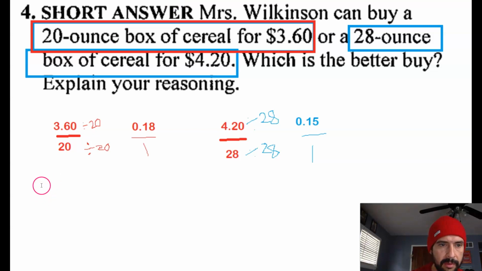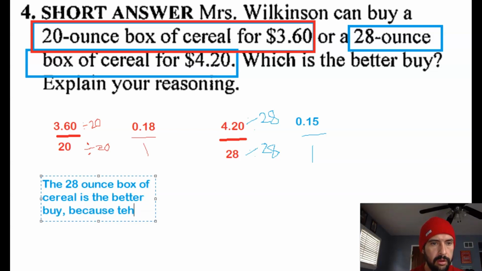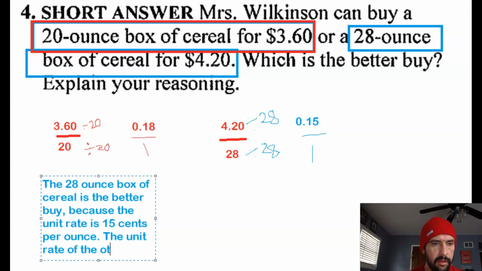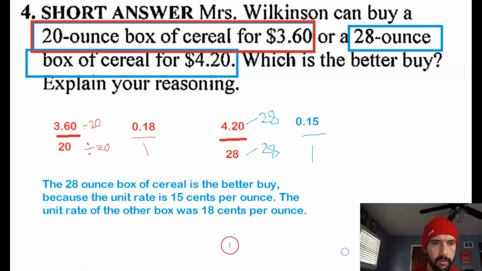So for explaining my reasoning, I'm going to say the 28-ounce box of cereal is the better buy because the unit rate is 15 cents per ounce, right? The unit rate of the other box was 18 cents per ounce. So that's how you can explain your reasoning. Something along those lines would suffice.